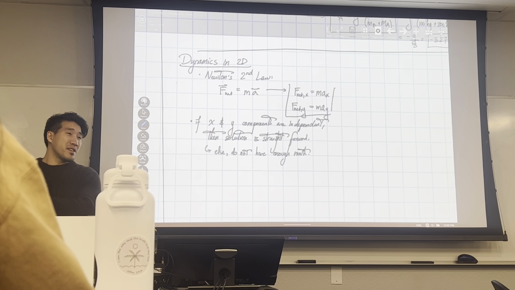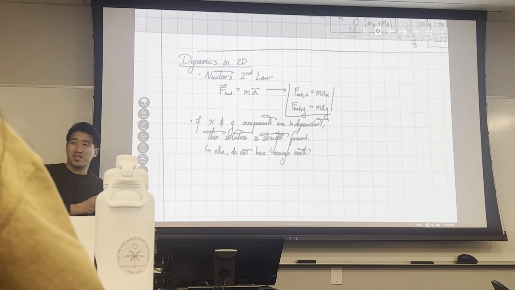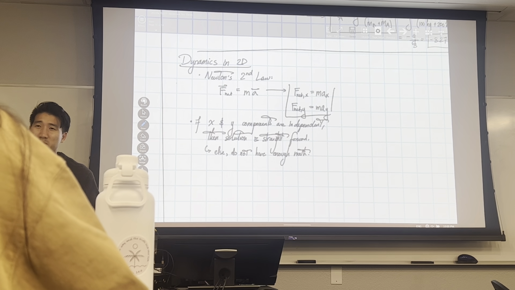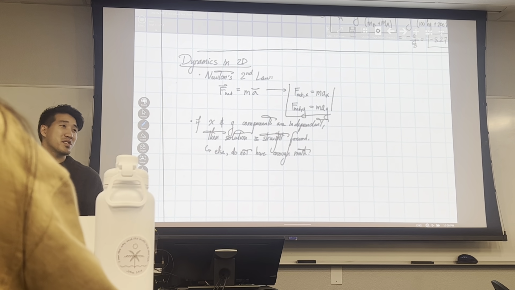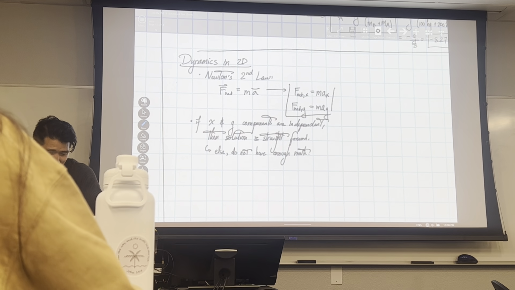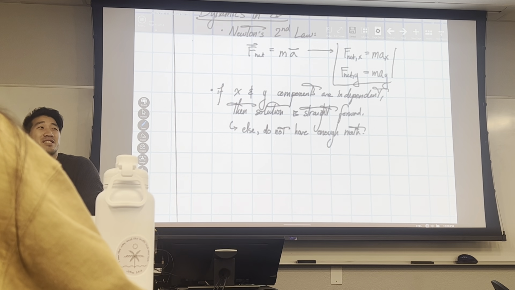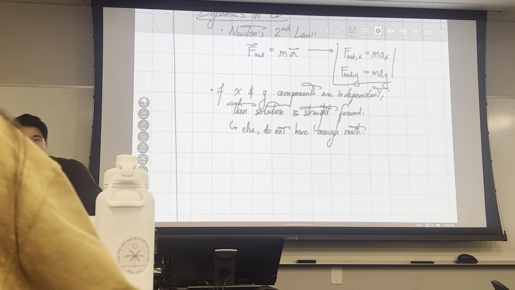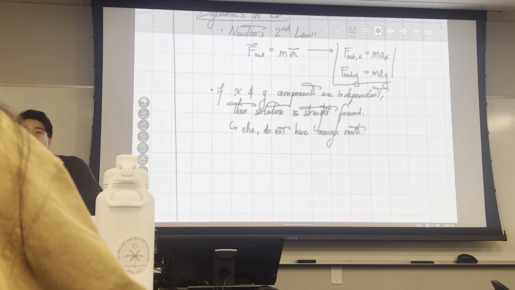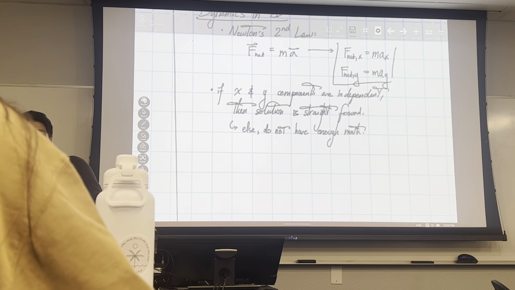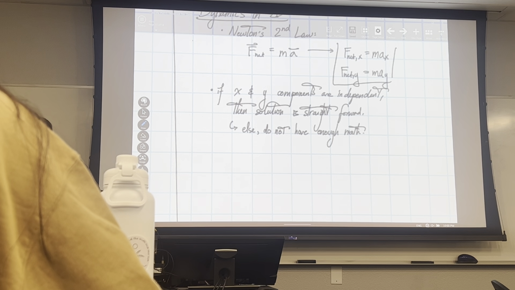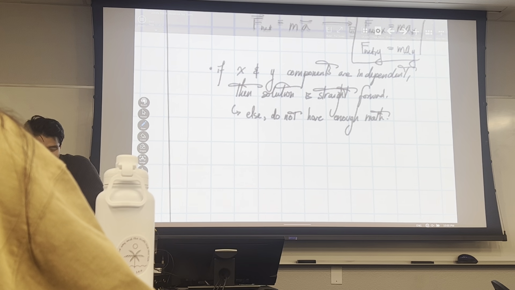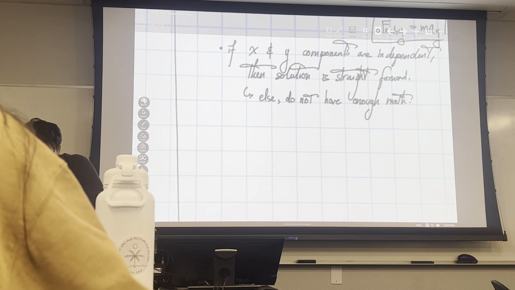So in 2D, at least in the kinematics sections, we looked at a few different types of motion. One was projectile motion. The other was, I kind of heard it whispered, what is it? Circular motion, yeah. So we're going to be looking at both of those.